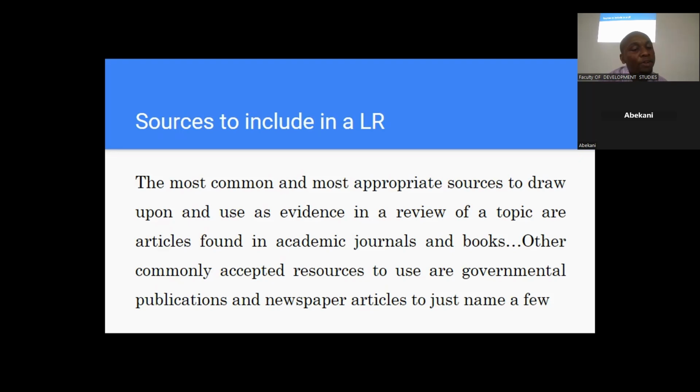But still, you might find some articles from newspapers or governmental publications that report. Some reports might be important. It depends on your topic. But you should not rely only on reports or newspapers because they are not reliable information for research. Okay?